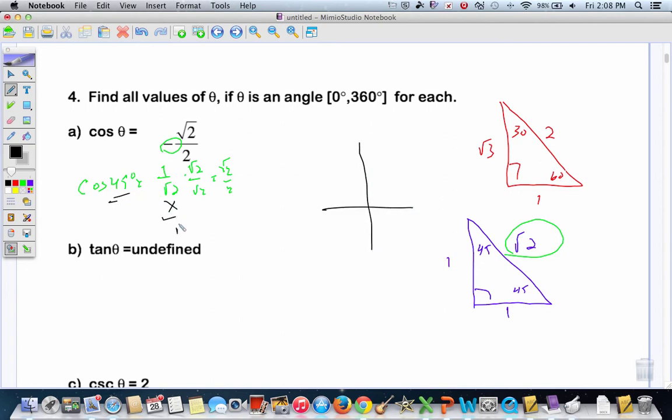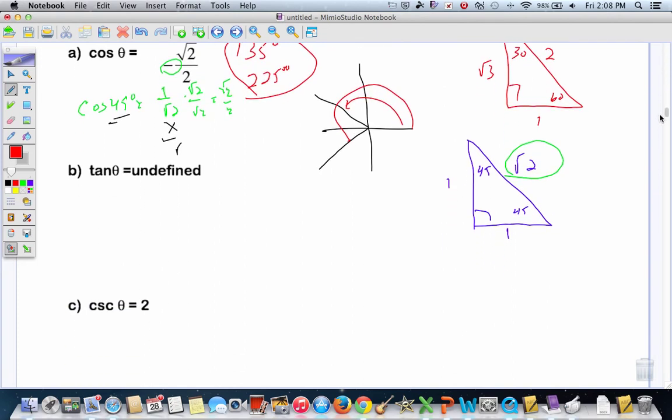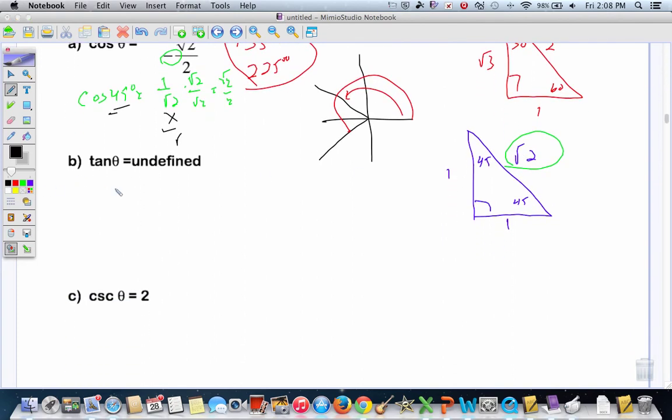Now that we've established we have a 45-degree reference angle, on our coordinate plane, cosine being x over r is going to be negative in quadrant number 2 and also negative in quadrant number 3. So as I measure that angle in standard position, or from 0 to 360, that angle would be 135 degrees, or it could be 225 degrees. Essentially what we've done is work backwards from our triangles to a reference angle to the actual angle itself in standard position. Okay, so then moving on to letter B, we have tangent of theta being undefined.